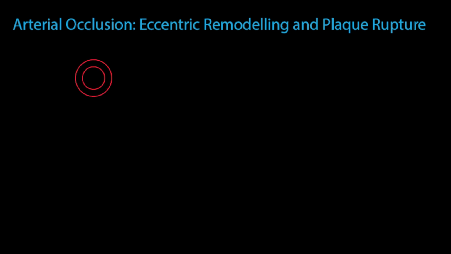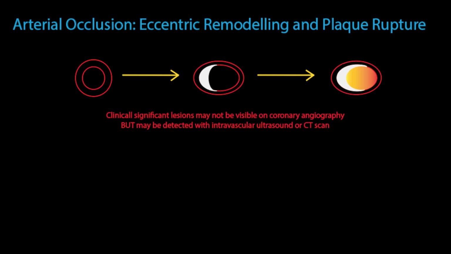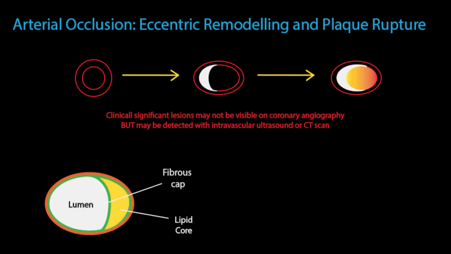When the lipid phase occurs and an atheroma starts forming, it pushes the arterial wall out in an attempt to keep the lumen normal. This outward remodeling of the artery wall allows the maturing atheroma to grow large without having too much of an effect on the vessel lumen. Thus, clinically significant lesions may not be visible on coronary angiography, but may be detected with intravascular ultrasounds or CT scans. The theory is if that fibrous cap made of smooth muscle isn't very thick, then the cap becomes vulnerable to the shearing forces from arterial blood flow.